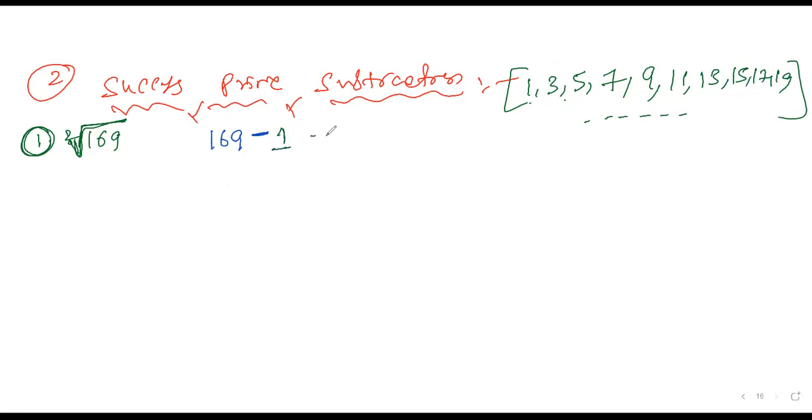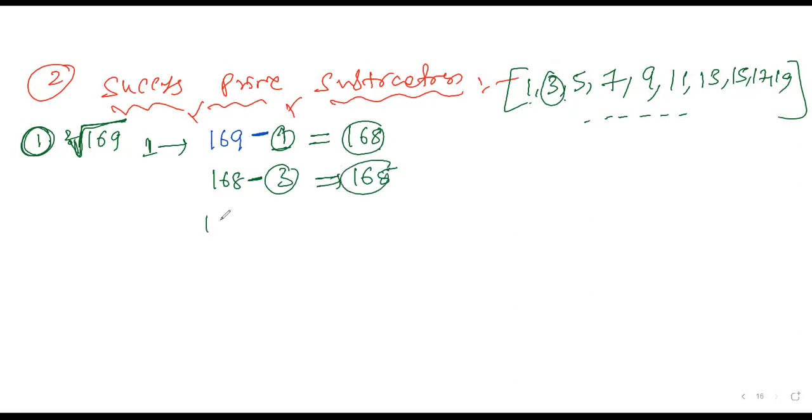First, you subtract 1. What is the answer? 168. Keep 168 here. Next, you subtract the second number, 3. What is the answer now? 165. Next, keep 165 here and subtract 5. What is the answer now? 160. Good.